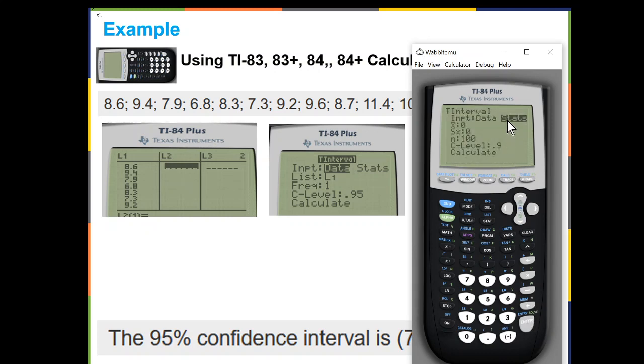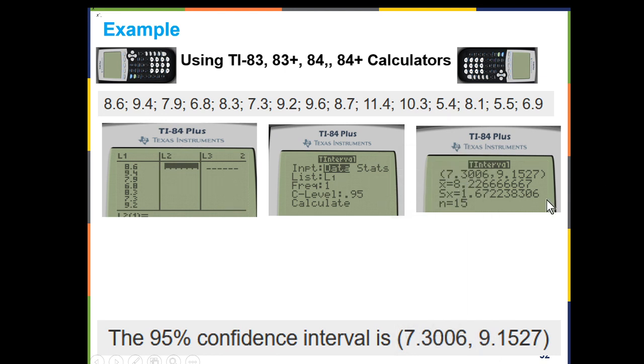Now when you go to interval, they ask you whether you have stats or you have data. In this case, we have raw data. Once you do that, it asks where the data is, and whether there is a frequency. Sometimes there's another column of frequency, how many of each you have. But in this case, we don't, so we leave it at 1. The level of confidence in this case is 95%, so change that to 0.95 and calculate.